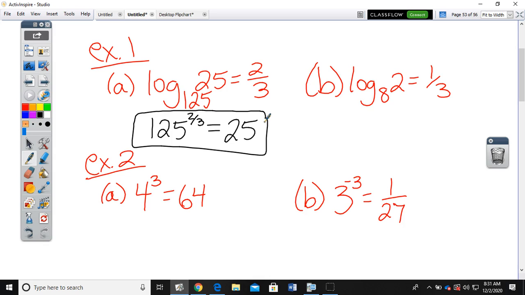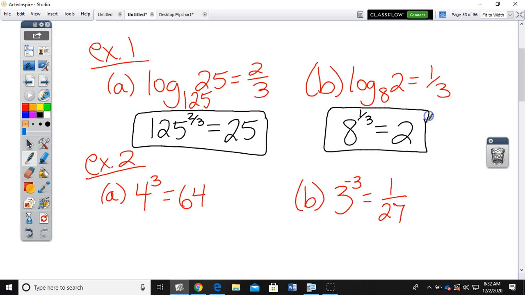Okay? What's my base on part B? 8. What's my exponent? 1/3. And that should equal 2. And if you put that in your calculator, 8 to the 1/3 does equal 2. It's the cube root of 8. If you put 125 to the 2/3 power, you do get 25. Everybody good? Okay? Example 2, we're going the other way.